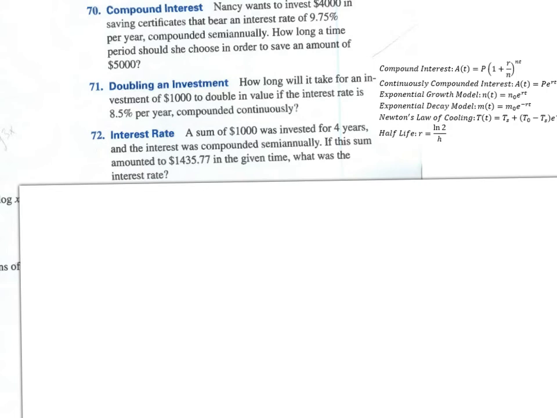All right, next up, number 72. It says a sum of $1,000 is invested for 4 years, compounded semi-annually, and the amount is 1.4 times that. What is the interest rate? So we're looking for r here. I see it is semi-annually, so we're going to use this formula again with n equals 2.